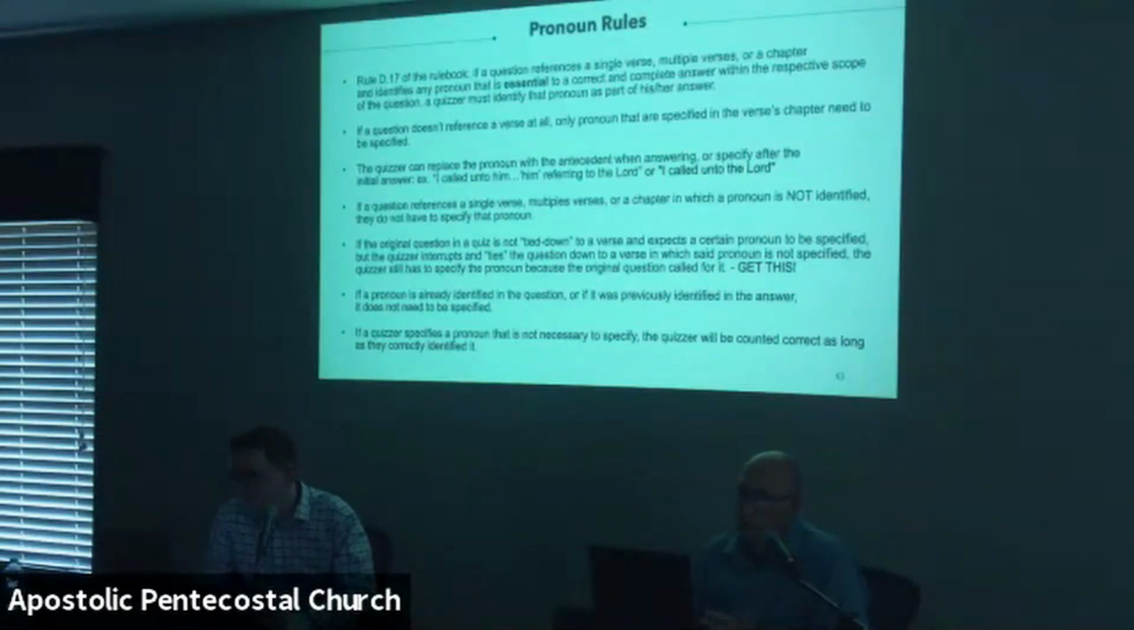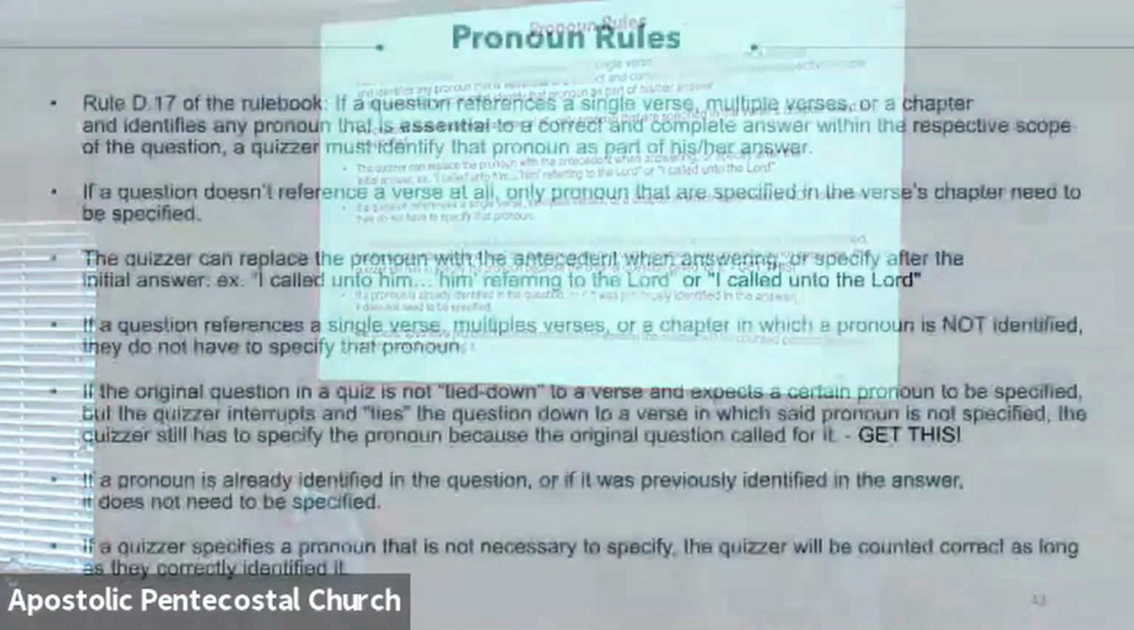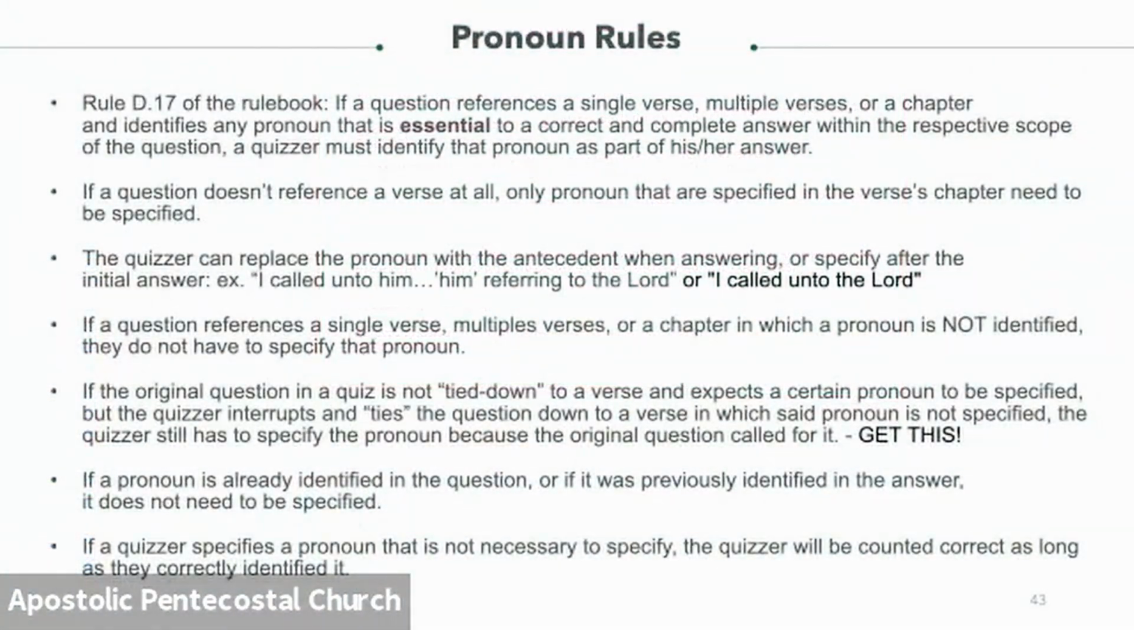So the next point, in fact, the quizzer can replace the pronoun, which is a recommendation that I make most of the time. Replace the pronoun with the antecedent, or the thing to which the pronoun refers, when answering. Or you can specify after the initial answer. For example, you can say, "I called unto him," referring to the Lord. That's one way to do it. Also, you can say, "I called unto the Lord," as long as it's not a quotation question.